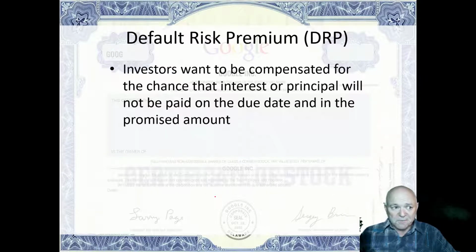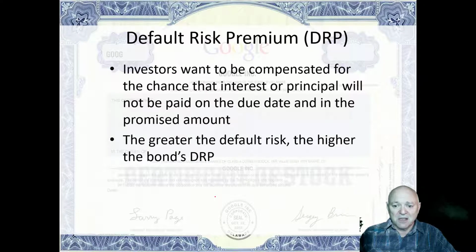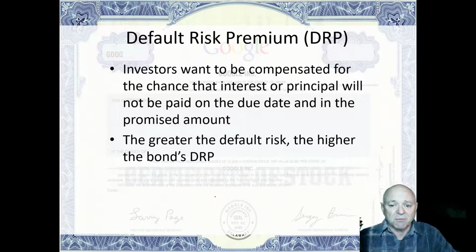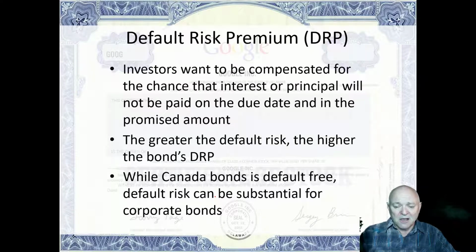The default risk premium is something that we're going to spend a fair amount of time today looking at. Essentially, it's because investors need to be compensated for the probability that either the interest and or the principal will not be repaid by the borrower by the due date and in the promised amount. The higher the default risk, the higher the bond's default risk premium. Essentially, Government of Canada bonds, and most government bonds around the world, are risk-free or default-free, but the default risk can be quite substantial for other kinds of bonds.